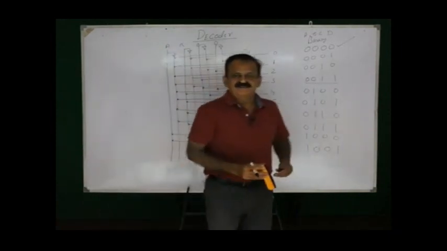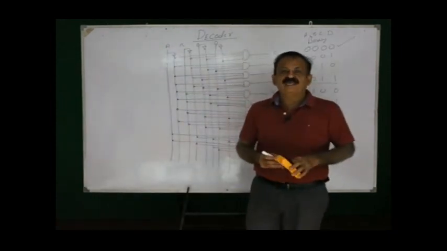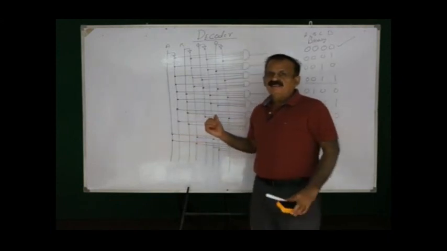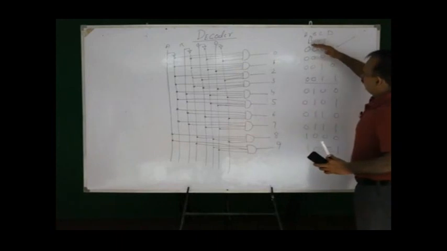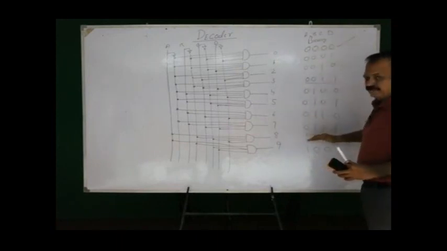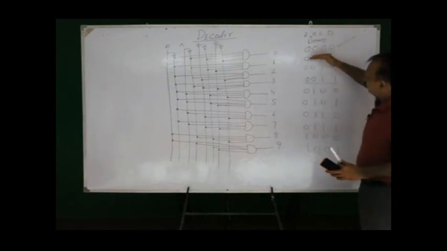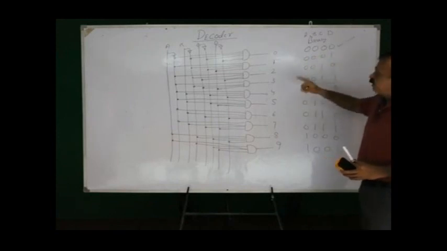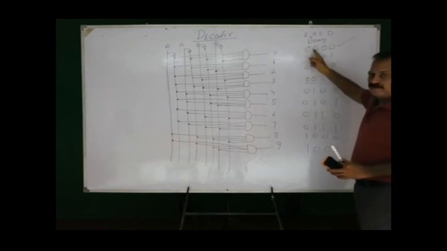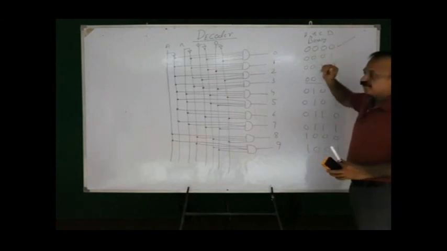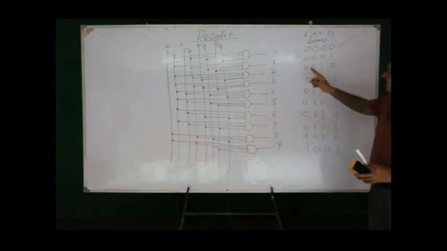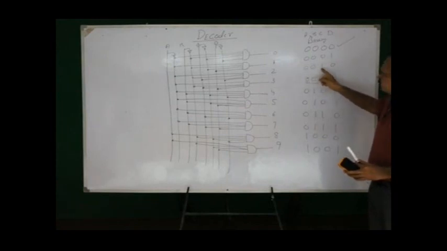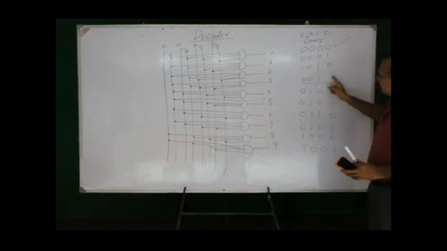I hope when you will be drawing this circuit with the help of scale and pencil, this really will be a very good circuit. But the logic is, you will be connecting these AND gates according to the fundamental product of these numbers. 0, it is A bar, B bar, C bar and D bar. 1, it is A bar, B bar, C bar and D. The next one is A bar, B bar, C and D bar. The next one is A bar, B bar, C and D.